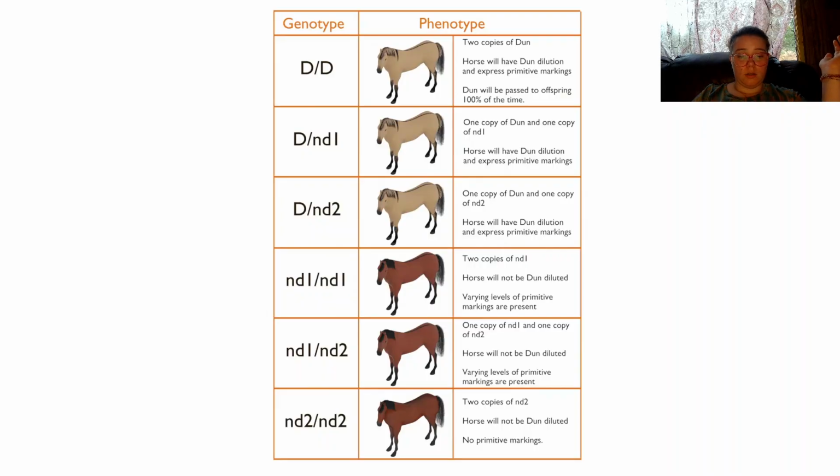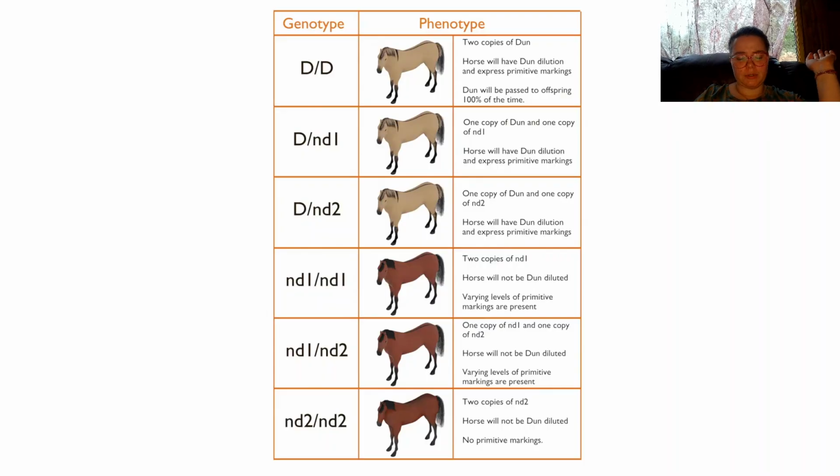ND1 homozygous, you won't be dun, but you might have primitive markings. If you've got an ND1 and ND2, you're not dun, but you might have primitive markings, which is like the zebra stripes, and the dorsal stripe, I think, is a primitive marking. And then if you've got ND2s, no primitive markings, you will not be dun.